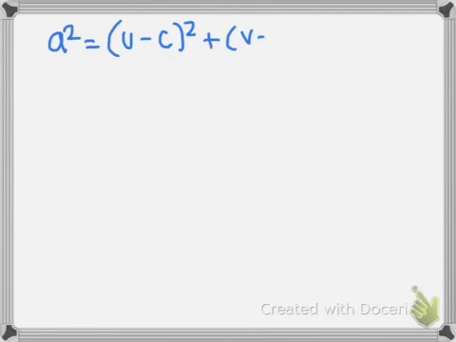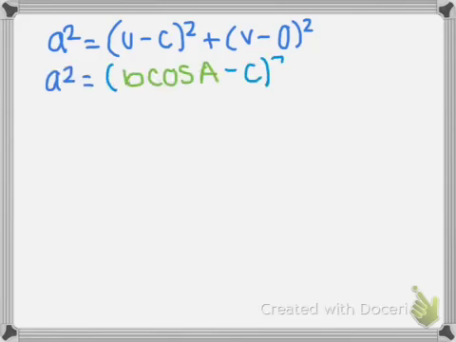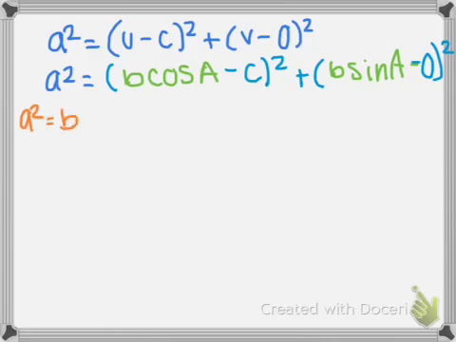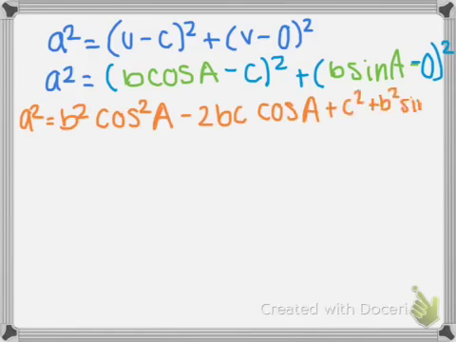Okay, so here's our distance formula. Now we're going to, like Megan said, substitute the values for v and u into the distance formula to get a squared equals (b cosine a minus c) squared plus (b sine a minus 0) squared. Now we're going to calculate the squares and get a squared equals b squared cosine squared a minus 2bc cosine a plus c squared plus b squared sine squared a.